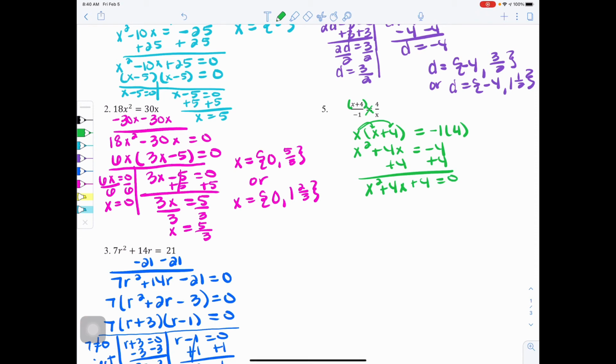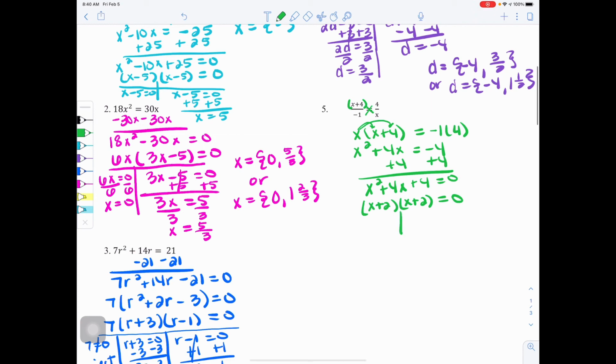Now I can step into my factoring. I check for GCF. I don't have one. This looks like a trinomial that I want to factor, so this is going to factor into 2 binomials. Don't forget that equals 0. I need the factor pairs of 4 that are going to add up to 4, so that should be 2 and 2. So x plus 2 and x plus 2.